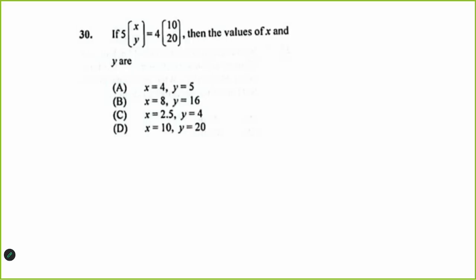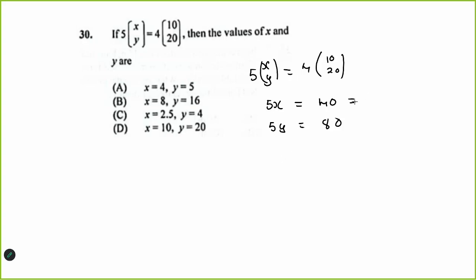Then the last question, they said 5x, y is equal to 4, 10, 20. Now when we multiply 5 by x is 5x, 5 by y is 5y, is equal to 4 by 10 is 40, 4 by 20 is 80. So 5x is equal to 40, so x would be 40 divided by 5, which is equal to 8. The only one that has 8 is B, so you don't even need to complete it. But if you did, y would be 80 divided by 5, which is in fact 16. So you know the answer is B. Right, and that's the end of January 2025.